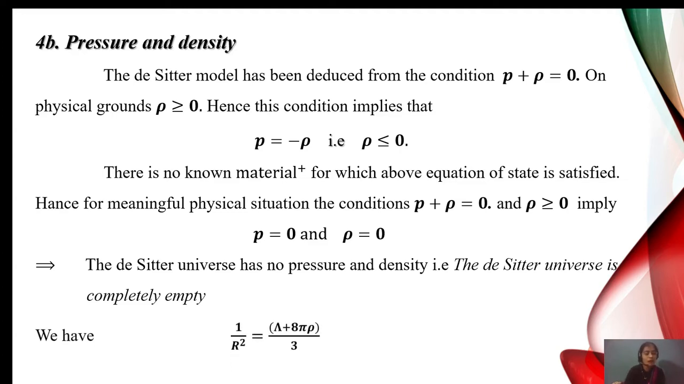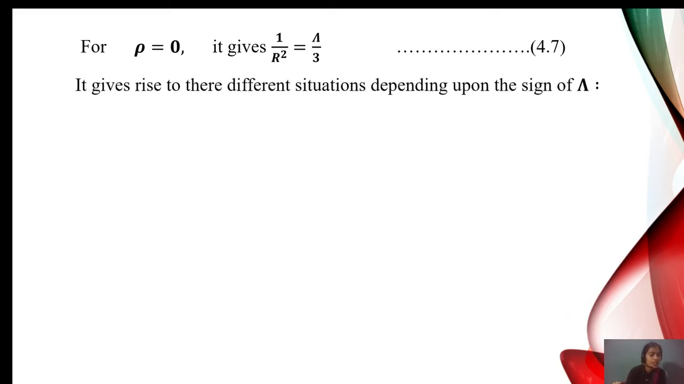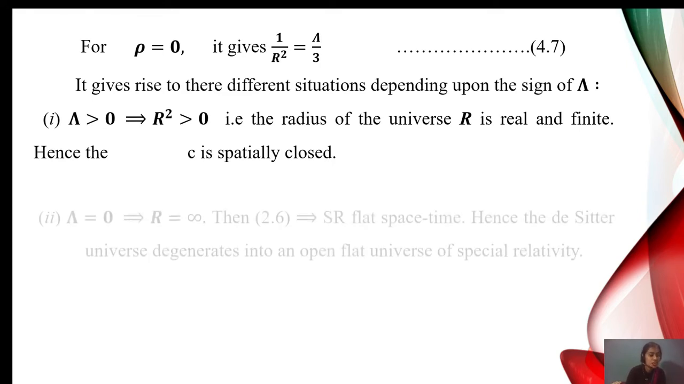We have 1 by R square equals lambda plus 8 pi rho upon 3. Then, for rho equals 0, it gives 1 by R square equals lambda by 3. This gives rise to different situations depending upon the sign of lambda. First situation: lambda is greater than 0, then R square is greater than 0, meaning the radius of the universe is real and finite. Hence space is spatially closed.